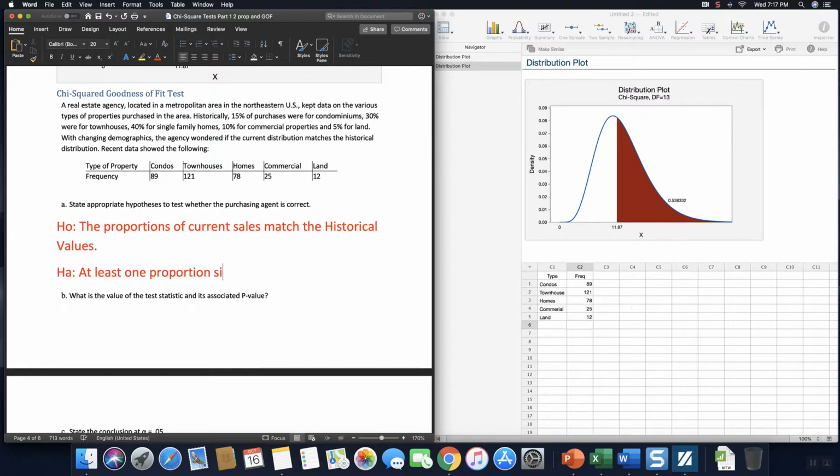At least one proportion differs from the historical values. I wrote values in there, but I really should say historical proportions, because that's what these are. That's more accurate than values. Values is too general. In fact, in general, steer away from the word value. It's like using it for everything.